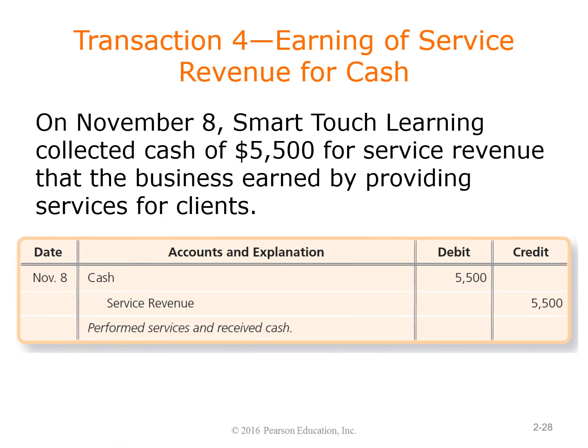Number 4, earning of service revenue for cash. On November 8, Smart Touch Learning collected cash of 5,500 for service revenue that the business earned by providing service for clients. Here we have cash that has increased because we did a service and we received the amount of that service in cash, and the revenue increased, and it is on the other side, which is the credit.